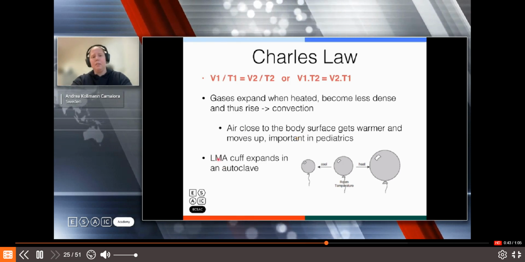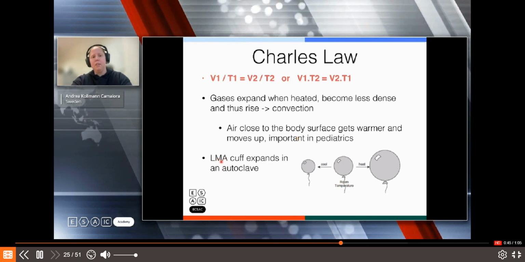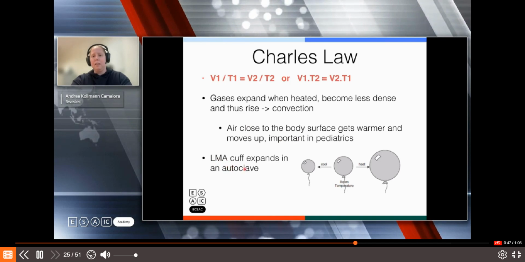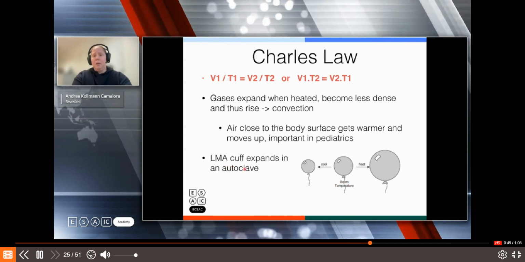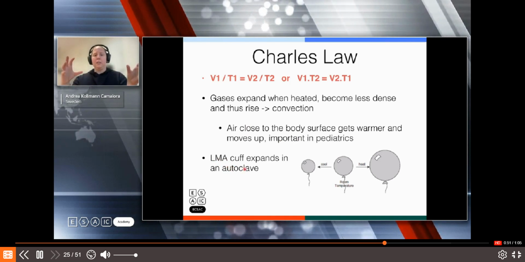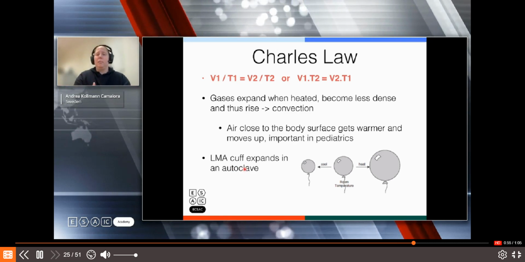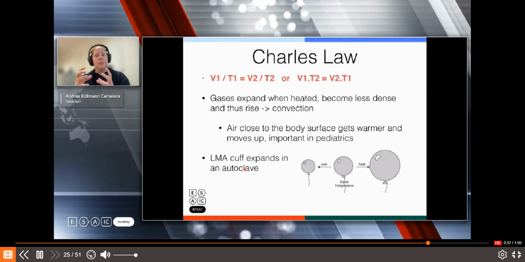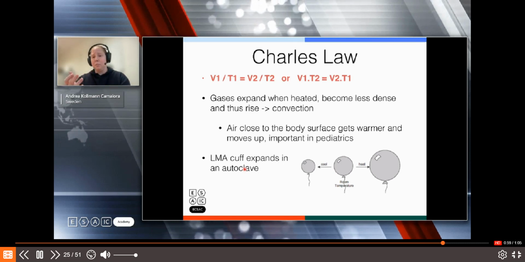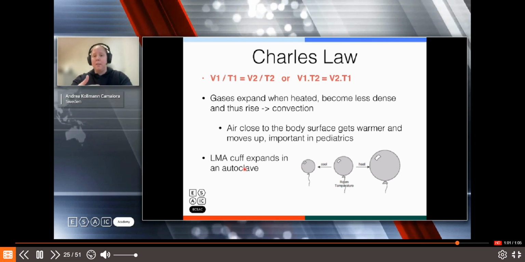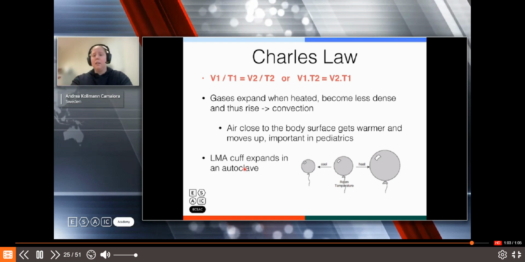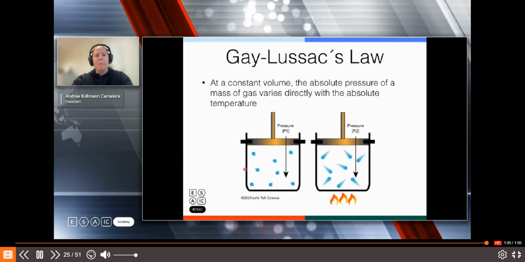And then, for example, moving on, if we put a laryngeal mask in the autoclave, then it heats the laryngeal mask and the cuff expands and expands, and then it can explode. So there are certain kinds of laryngeal masks that you can put in the autoclave because they are made of a more resistant material that it won't explode, but there are some that you cannot put.